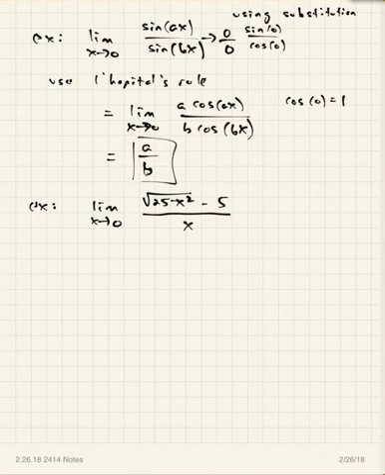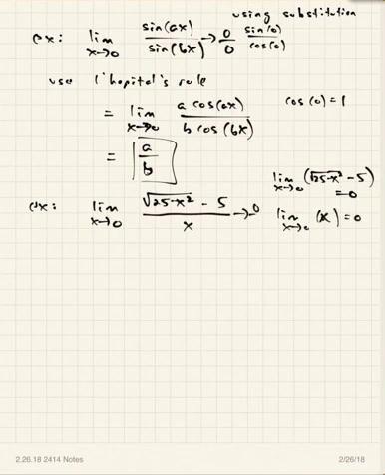And sure enough, what happens here, when you take the limit as x goes to 0 of that numerator, in other words, when you use substitution, you get that numerator's limit is 0. And then certainly the denominator's limit is 0 also. And so this does go to the indeterminate form 0 over 0. So we use L'Hopital's rule.